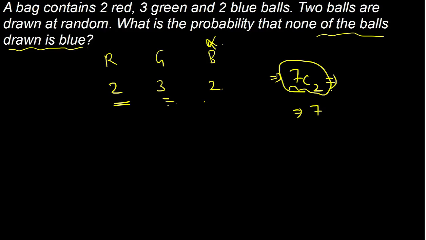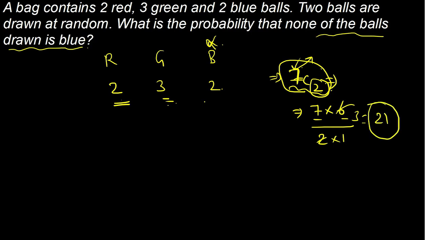7C2 is going to be 7 into 6. कैसे करते हैं इसको? Whatever the number is given to you, let's say 7 और 2 यहाँ पे लिखा हुआ है, तो आपको 2 times नीचे आना है including 7. So this is 7 into 6 and divided by 2 into 1. So 7 3s are 21. So these are the 21 cases जिसमें से आपको बॉल पिक करनी है.